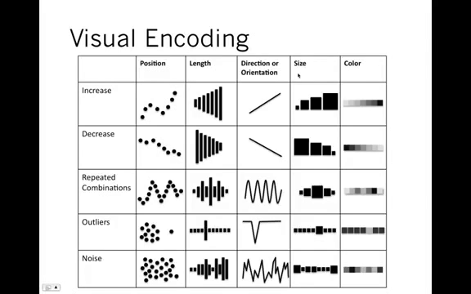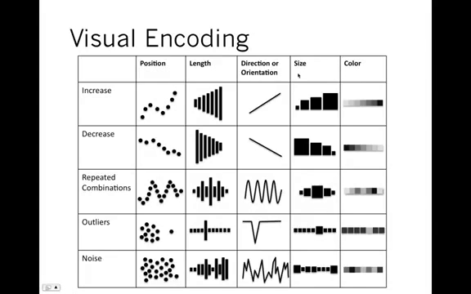So for instance, the second row from the top, where we want to present the increasing trend. You can see that for position, it's quite clear, the dots are going upwards. It's an increase. Same as length, the lines are getting longer and longer. And also with the directional orientation, you see an upward slope. And same with size, the bar gets taller. The color is not so clear. I mean, it seems like it's getting darker, but it's more difficult to perceive that immediately.